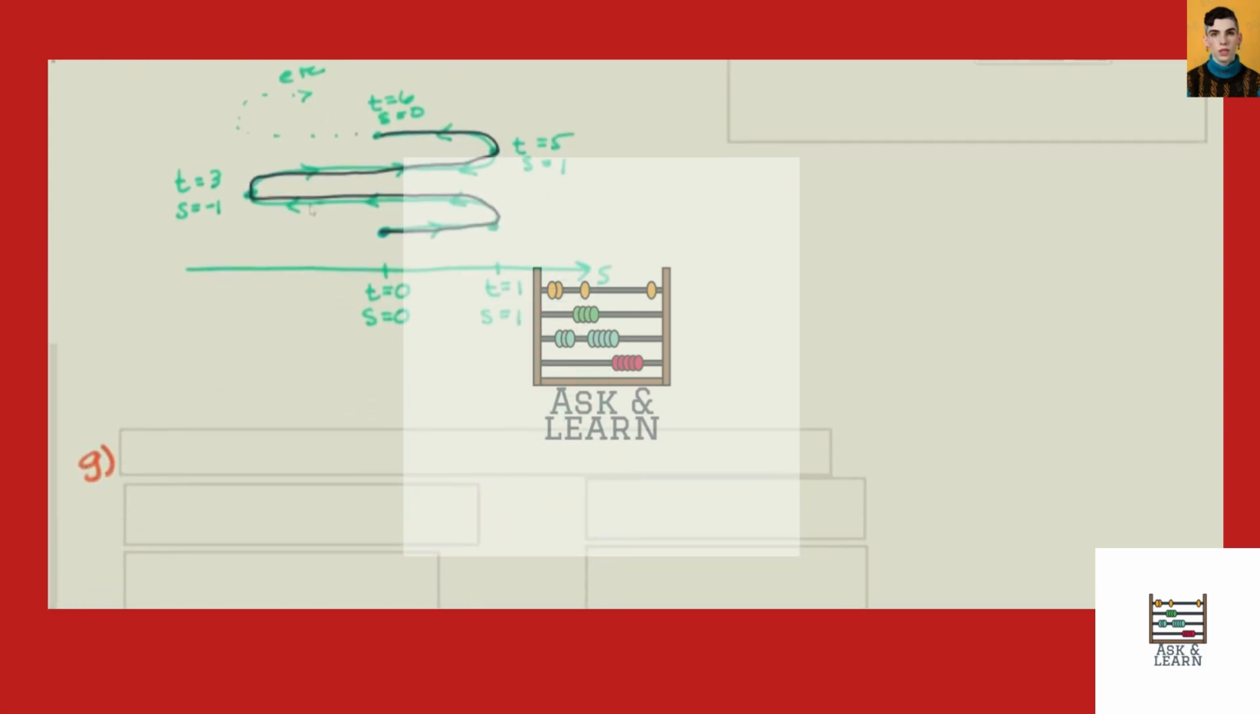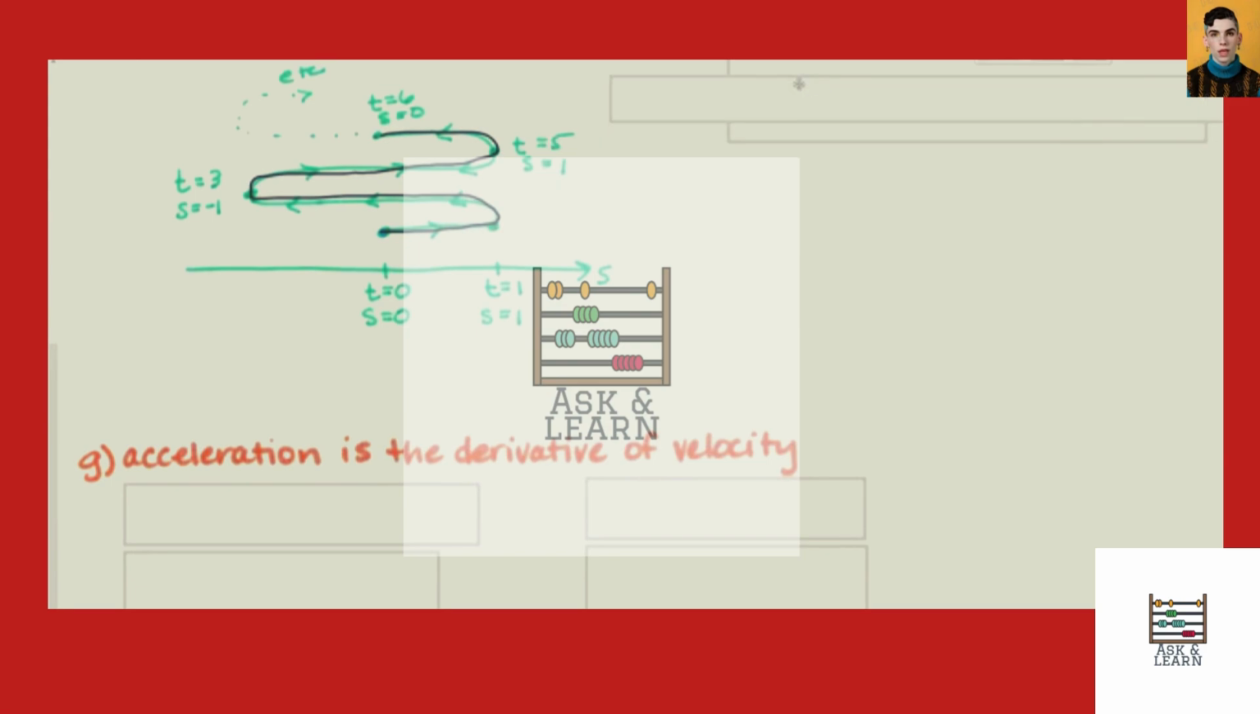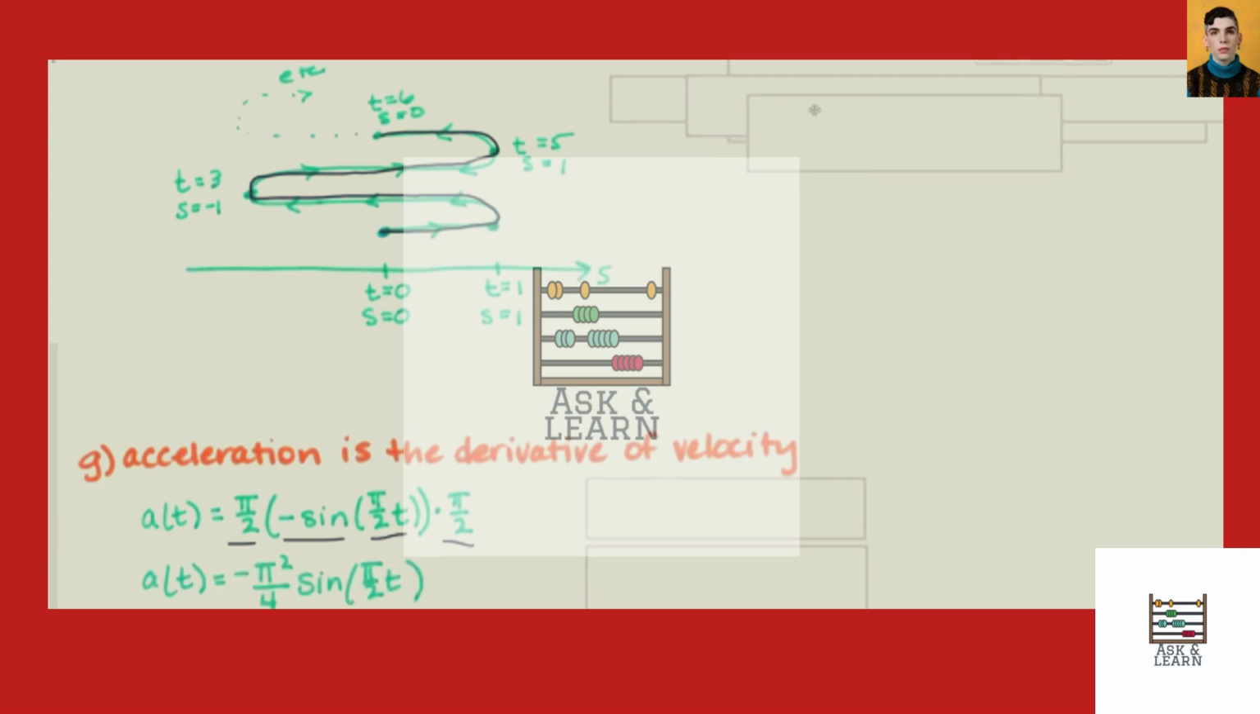Part G, acceleration. Remember, acceleration is the derivative of velocity. So we go back to our velocity function, and we take its derivative, again, using the chain rule. We have a constant. And then we had the derivative of cosine was negative sine of the function times the derivative of the inside. And we can simplify that, and we get the acceleration is negative pi squared over 4 times the sine of pi over 2 times t.